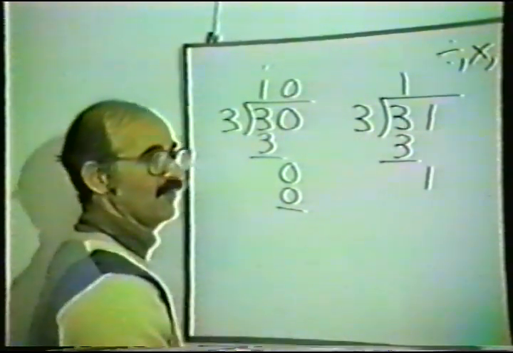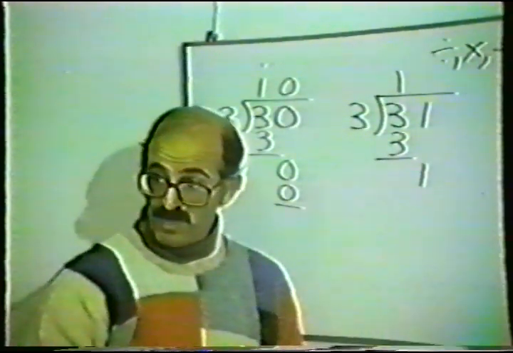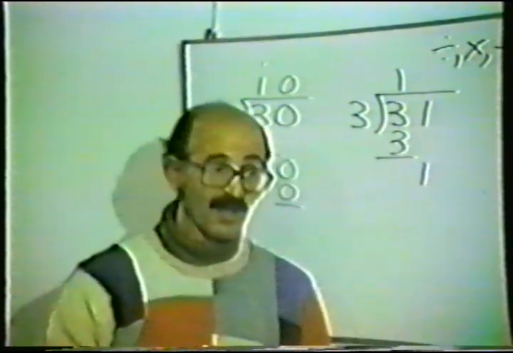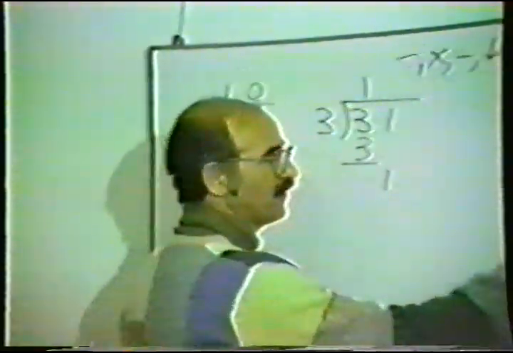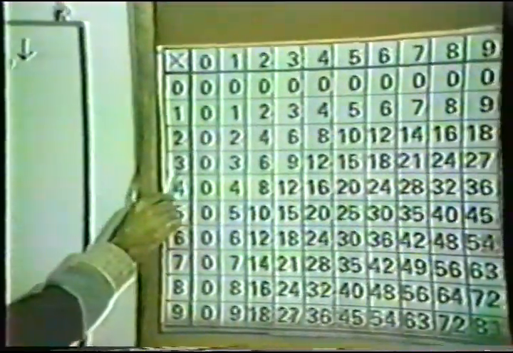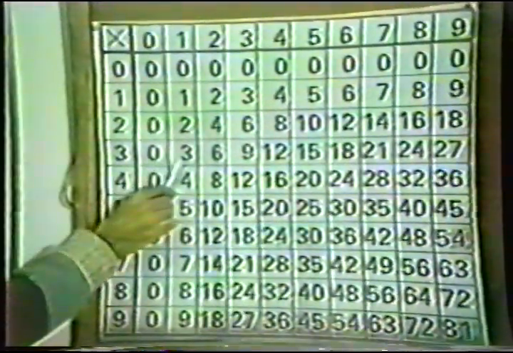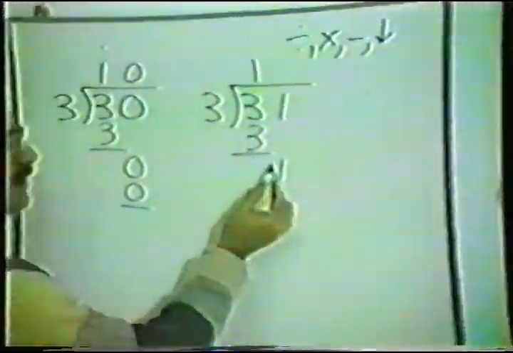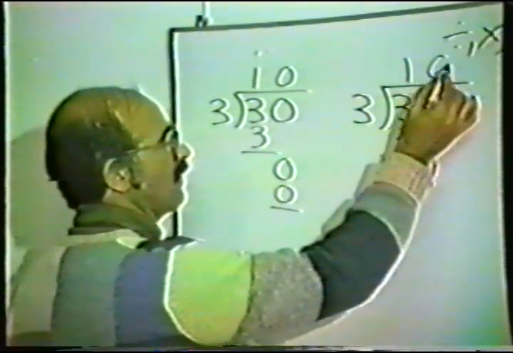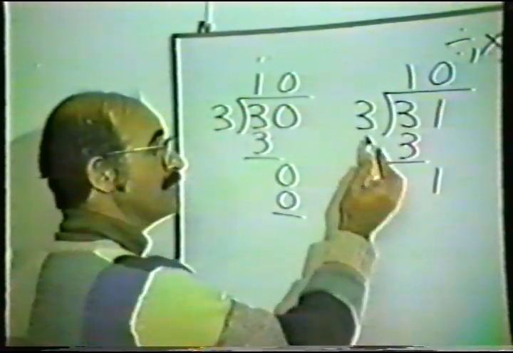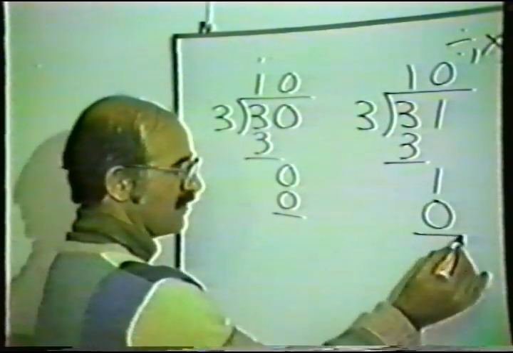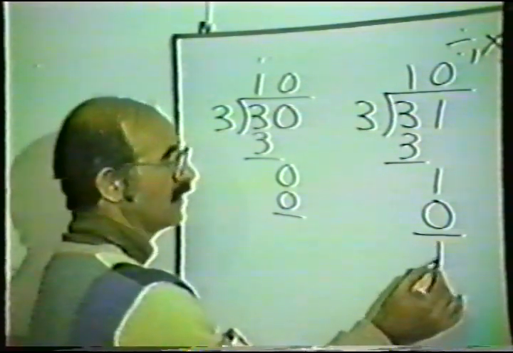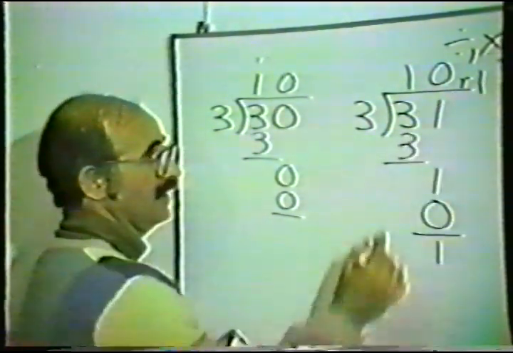3 into 1. Can 3 fit into 1? No. What happens if you try and pour 3 into 1? You get a mess. 3 into 1. Tell me when to stop. Stop. That's right. I don't have 3. I have to use the 0. 3 into 1 goes 0. 0 times 3 is 0. Subtract, get 1. Remainder 1.